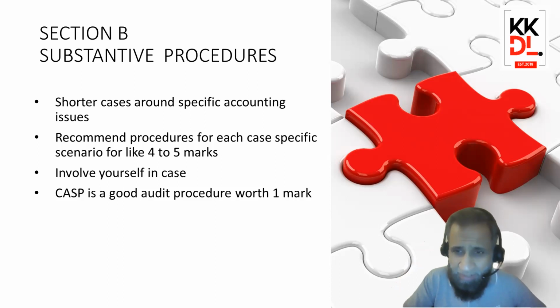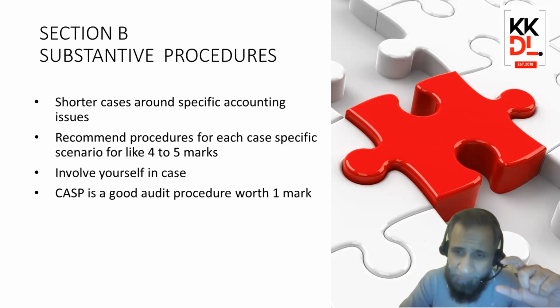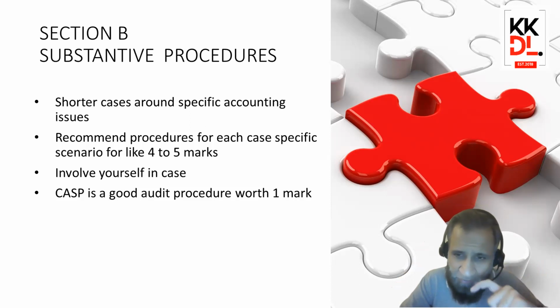And I always tell my students, if you have taken my regular classes, you can see the last bullet on the screen, CASP, C-A-S-P. That's a mnemonic which I use. And I believe this is very important in recent attempts of the AA paper. And even though I teach the AAA paper, it's so relevant for that as well. C is case specific. The examiner is giving you shorter cases and asking you 4 to 5 marks of procedure. So your procedure has to be from the case.